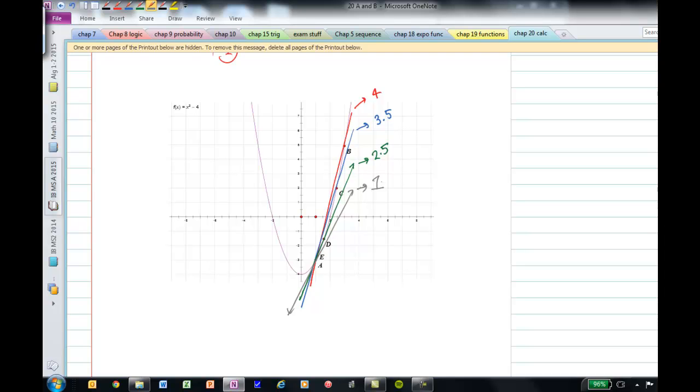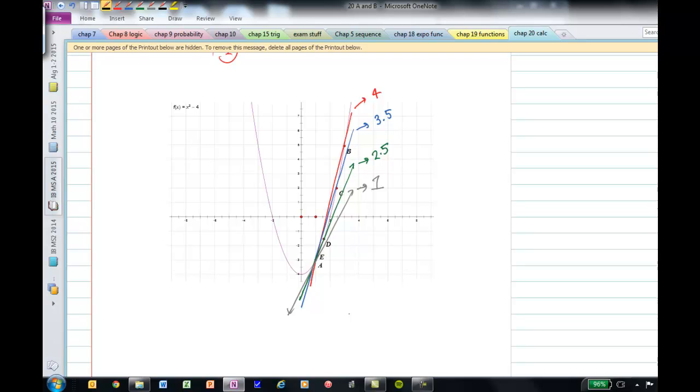What you should notice here is that for each of these slopes, we start with a point like point B that's relatively far away from point A, and we move that point closer. So then we went to point C, and then point D, and then point E. As that second point moves closer and closer to A, the secant line turns into the tangent line.